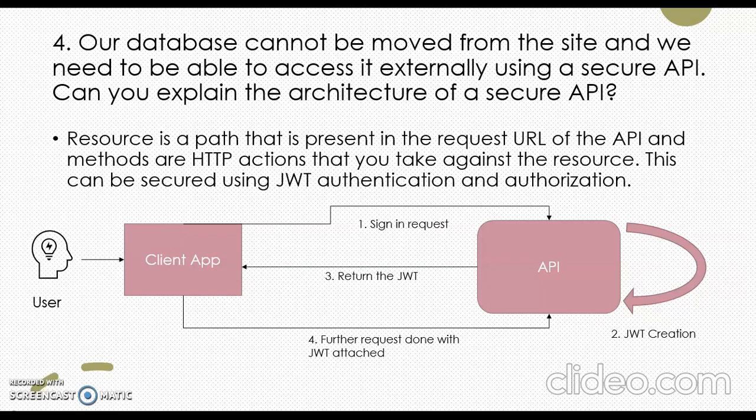So basically what happens is, whenever a user goes to the client application and enters the username and password, that is basically a sign-in request. Now what the API does is create a JWT, that is JSON Web Token, and it returns the JWT to the client app so that it can verify that this user is authenticated. Whenever a further request is made from the client application, the JWT is always attached to that particular request.